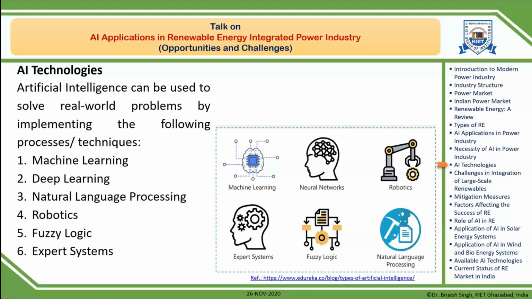Okay, so now this is the AI technology. There are these six types of AI technologies, as you know: machine learning, deep learning, natural language processing, robotics, fuzzy logic and expert system. These are the six major types of AI technologies which are used by all the industry, or you can say that everywhere all these kinds of technologies are available.